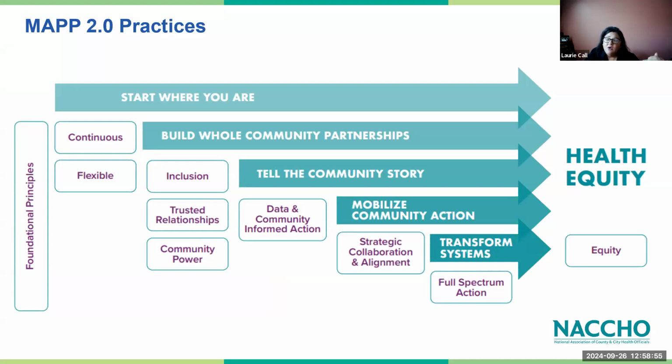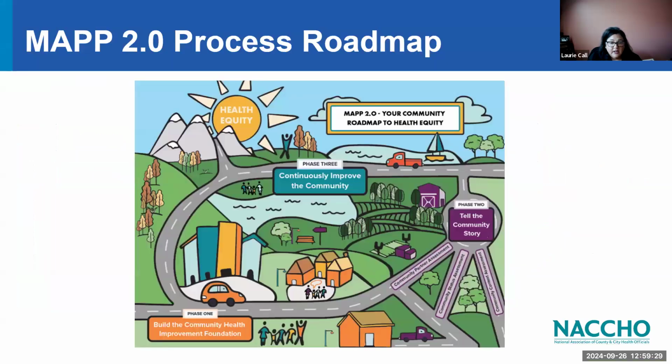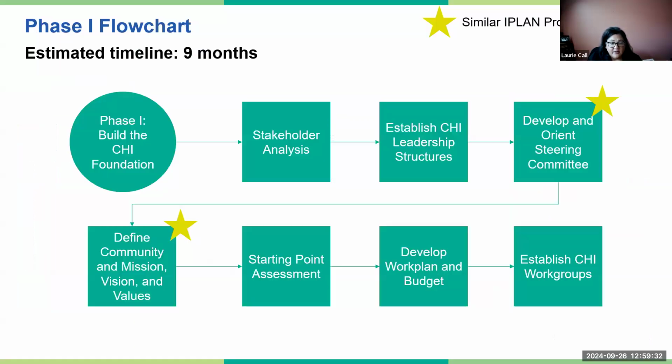You're always thinking about who are potential partners that we can engage, where and how we can engage them. You're constantly updating the data to tell the community story. You're at least doing that on a regular basis. You're mobilizing the community for action, for implementation, and for looking at the data and providing data, and ultimately focusing on transforming systems. So policy and systems change, environmental change are huge in the strategies for MAPP 2.0. And of course, we're doing all of this for health equity.